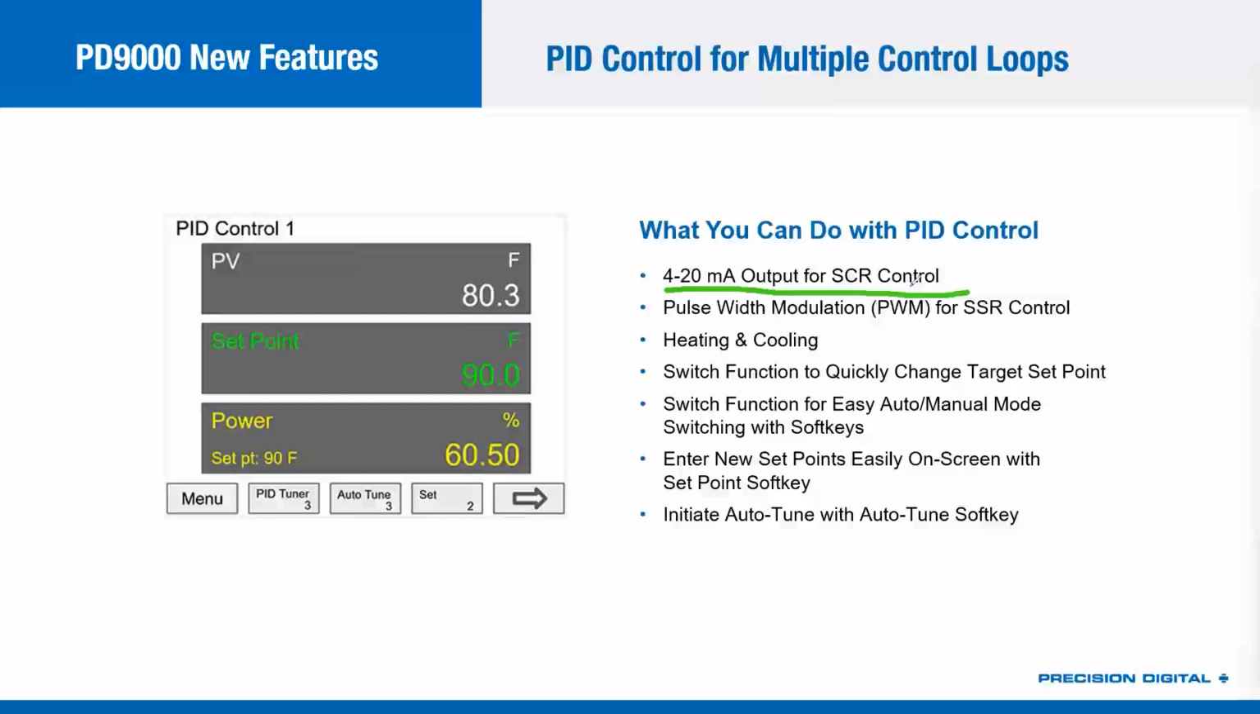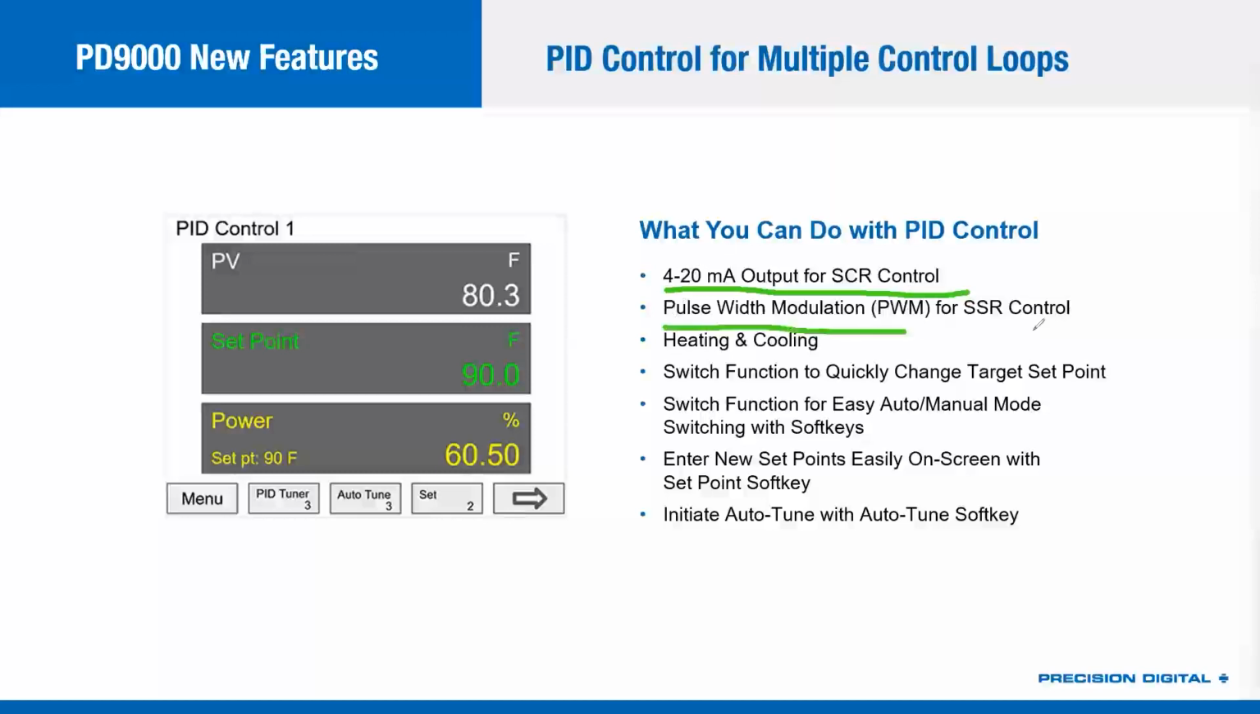So it could be going to an SCR that's doing pulse width modulation for a compressor. It could be going to even a lighting system, for example. It could be almost anything that's going to take that 4 to 20 and use it to drive your process variable up or down.